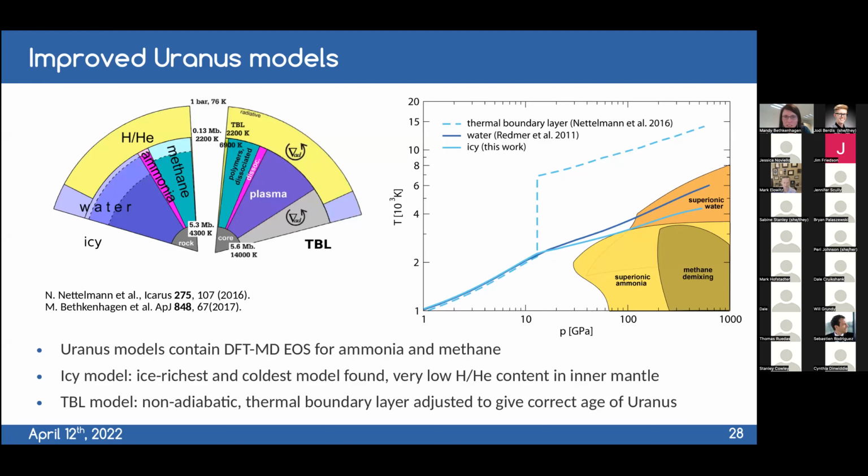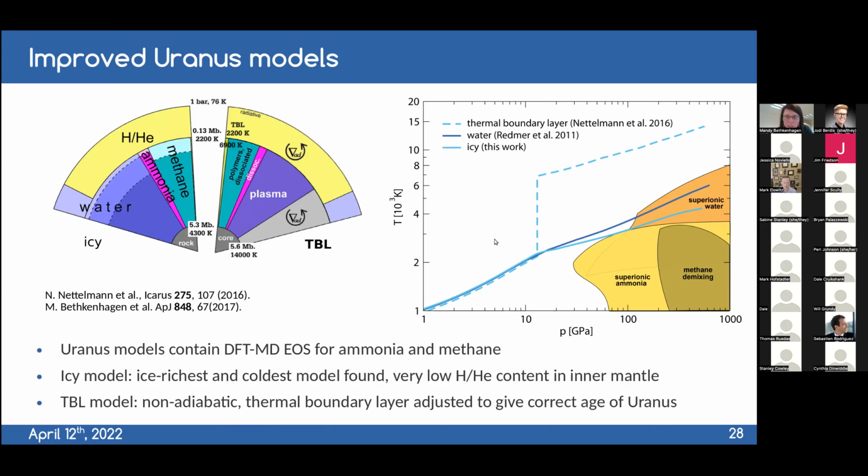So just to quickly summarize this water, ammonia, methane part. You can construct very different models using these three equations of state for the inner mantle. You can have a very cold model, which is only up to about 4000 Kelvin in the interior, or you can introduce a thermal boundary layer, and then you can get models which are up to 14,000 Kelvin higher in temperature.